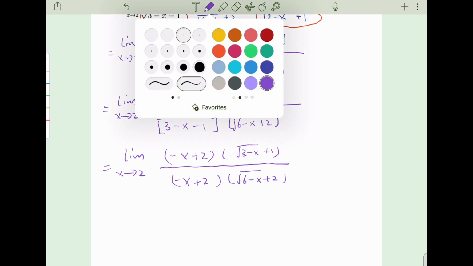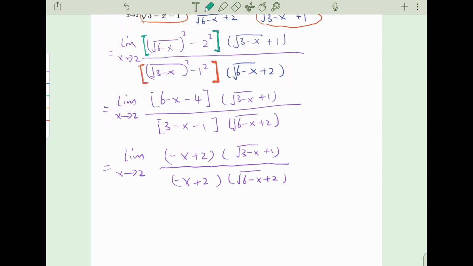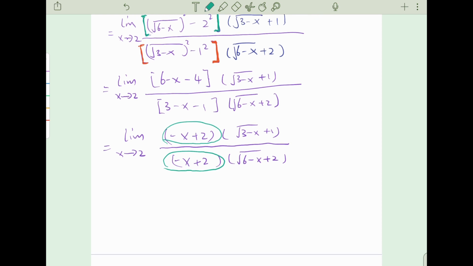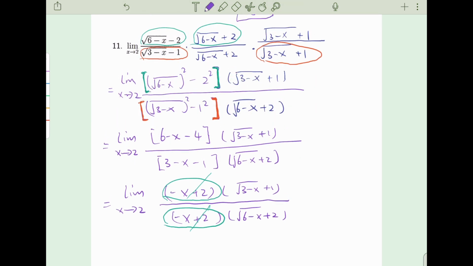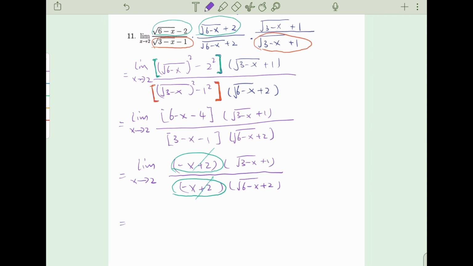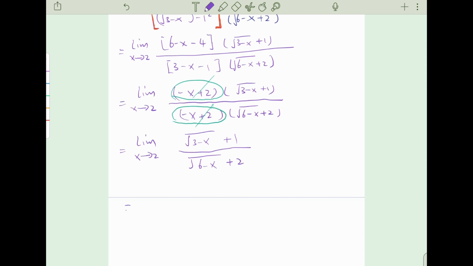So I can cancel them out. So it's that difficult to see the hidden zero factor. Cancel them out. We have to multiply the conjugate twice and use the difference of square formula twice. But we finally arrived here. That is just 3 minus x inside the square root plus 1 divided by 6 minus x is plus 2. We don't have to do anything to it because the zero factor has been cancelled out.